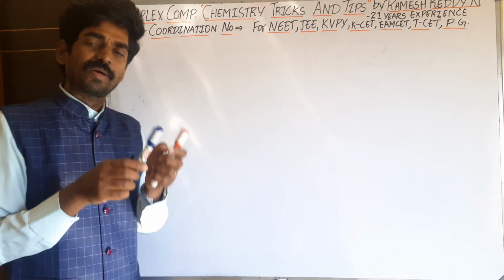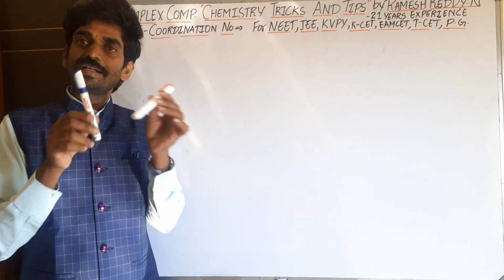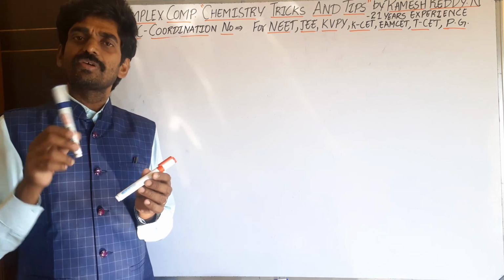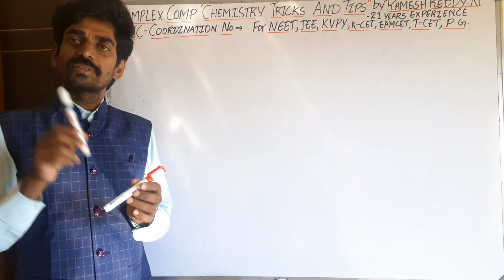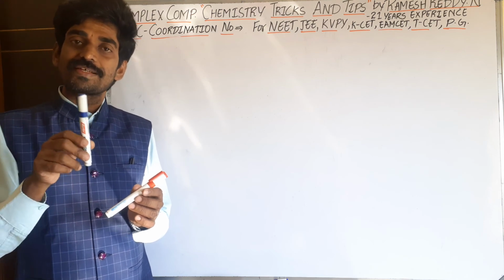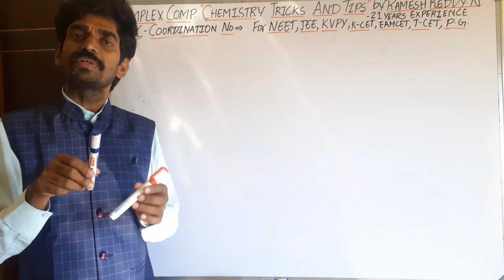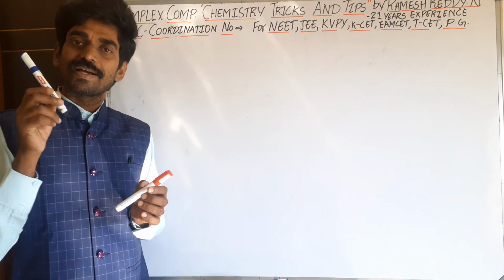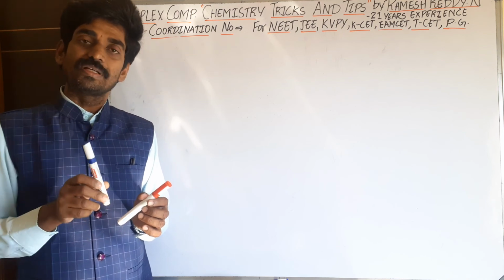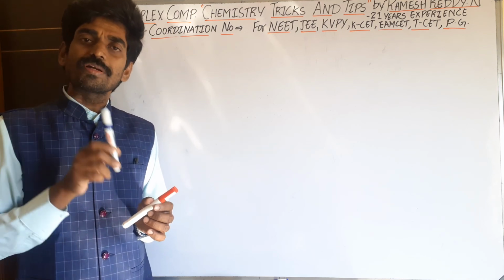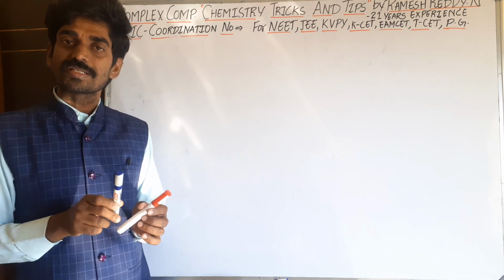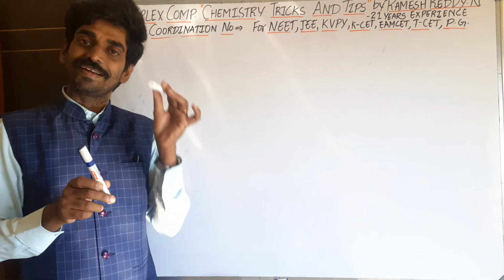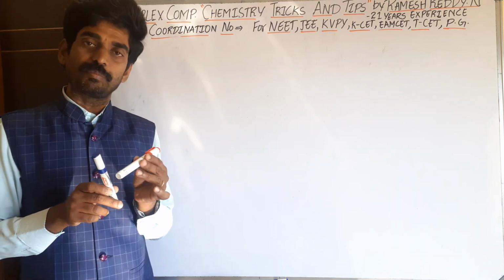These two are represented inside a closed bracket, and together we call them a complex ion. Outside the bracket you have the counter ion, the ion which neutralizes or nullifies the charge of the complex ion, right? Now here our topic is coordination number. What is coordination number? It is the total number of coordinate bonds or sigma bonds present between the central metal atom or ion and the ligand.